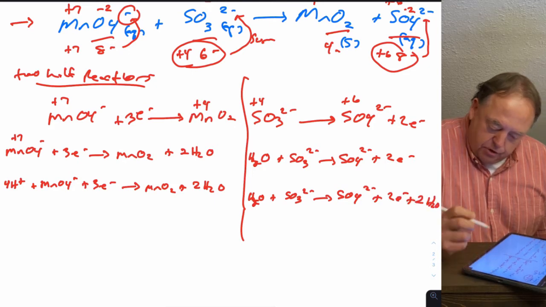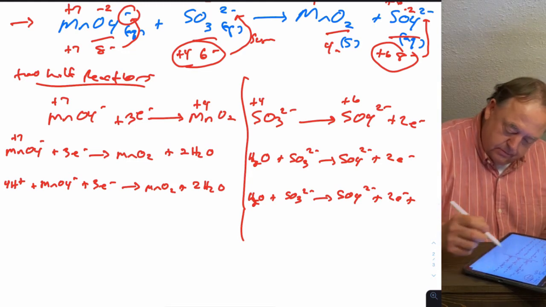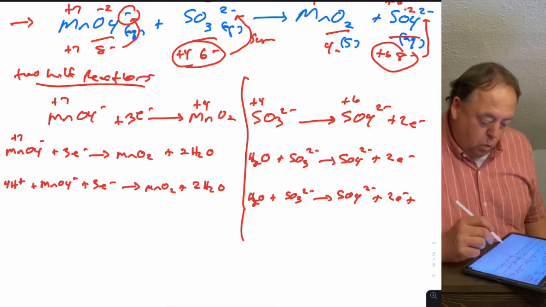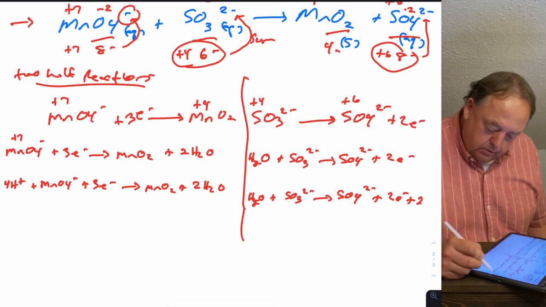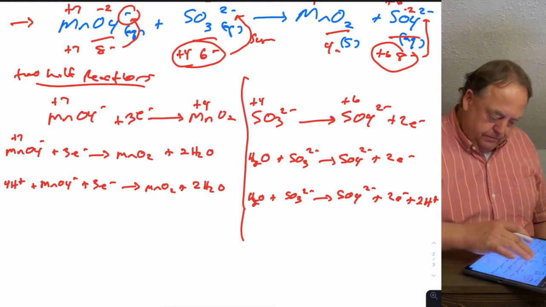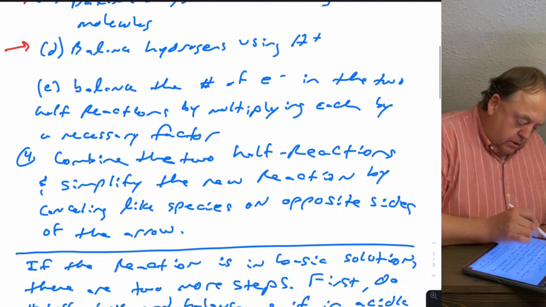So we need to add 2 water molecules, no, one water molecule. No, we have 1 water molecule on the left, so that's 2 hydrogens, so we need 2 H pluses on the right. So now it's balanced in terms of hydrogens. Okay, so then we go on to E.